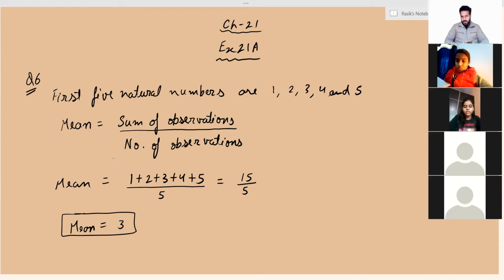First six odd numbers are 1, 3, 5, 7, 9, 11. Very good. Mean. Paridhi, write the formula also. Mean equals sum of observations upon number of observations. 1 plus 3 plus 5 plus 7 plus 9 plus 11 divided by 5. So the answer is divided by 6, not 5, Paridhi. First six odd natural numbers. There are six numbers, so you will divide by 6, not 5. Okay.